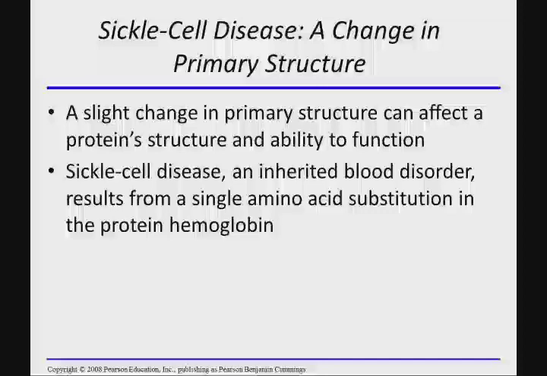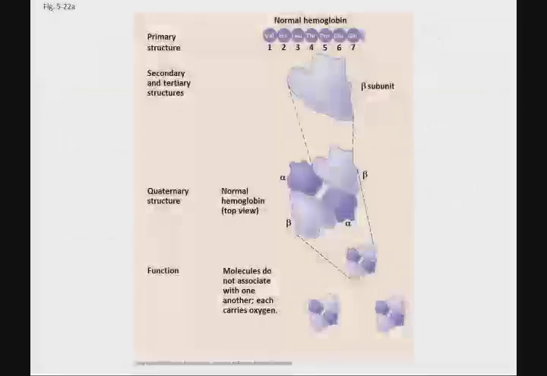So sickle cell disease is a genetic disorder. It's a point mutation that results in amino acid substitution. So here what we can take a look at is the beta subunit of hemoglobin. So hemoglobin as a protein would be considered a protein with quaternary structure. It's made of 4 polypeptides, 2 alpha subunits and 2 beta subunits.